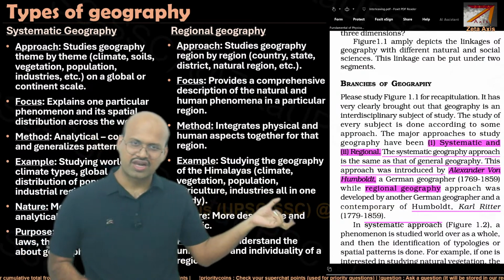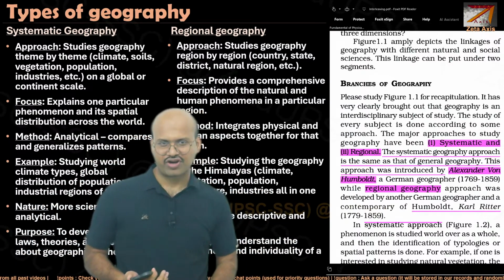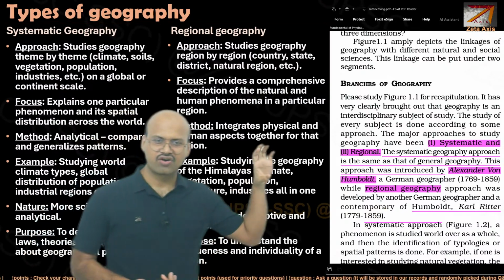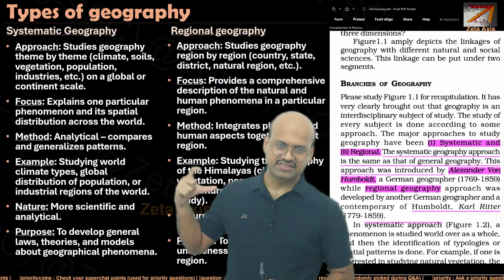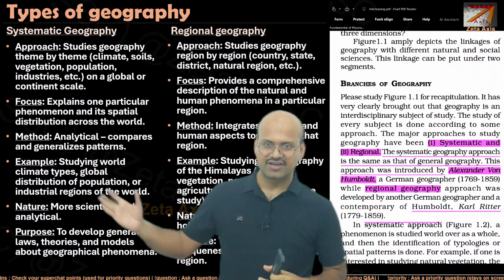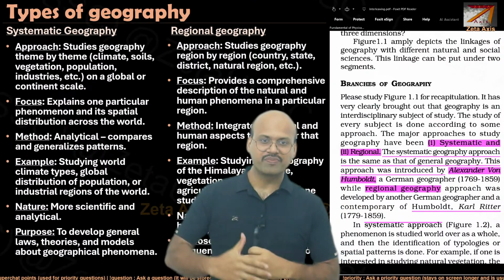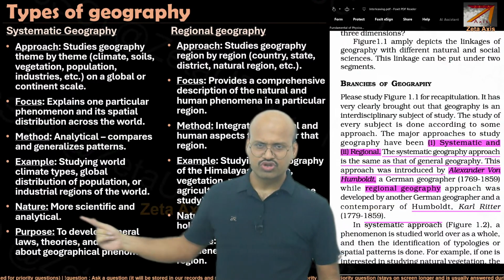We understand the people who are living over there, how do they live, what are their economic characteristics. So we take a much bigger approach in this study for that region, for a smaller region. Here the approach is concentrated on one point, but the area is higher. It is more scientific and analytical.